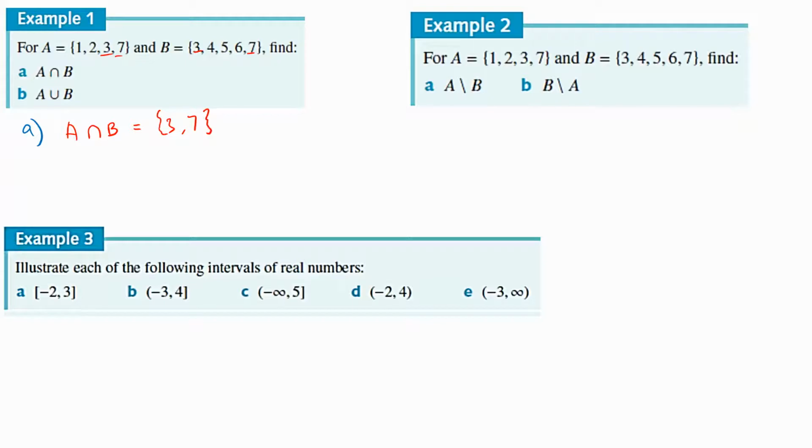Okay, so get used to using set notations. Don't just write equals, don't just write 3, 7. Okay? So you use braces for listing, very good. Whereas open brackets and closed brackets are for intervals. Intervals meaning that it's a whole list of numbers that you can't list.